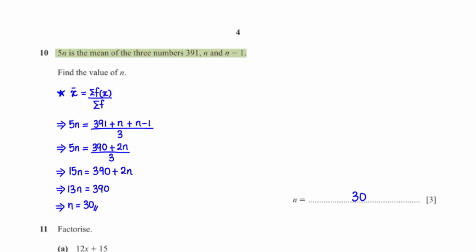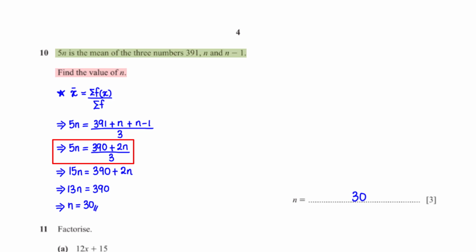5n is the mean of the three numbers 391, n and n minus 1. Find the value of n. The mean is sigma f of x, which is the total sum of all the numbers, divided by sigma f, which is the number of the given numbers. The mean has been given as 5n. Sigma f of x is 391 plus n plus n minus 1, and sigma f is 3. 391 minus 1 is 390, and n plus n is 2n.